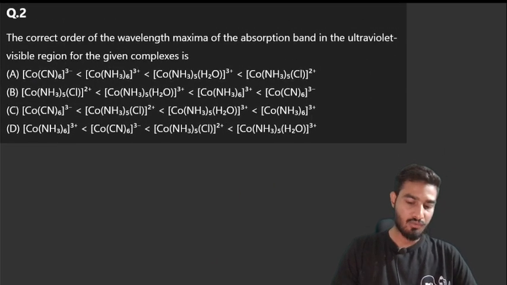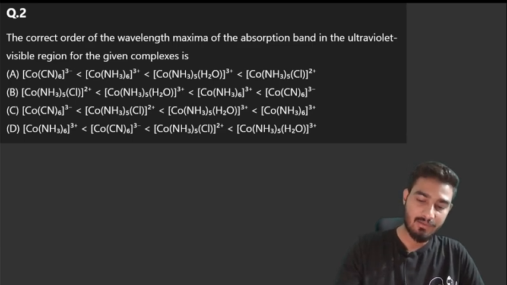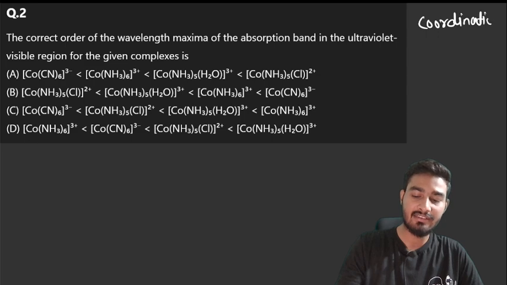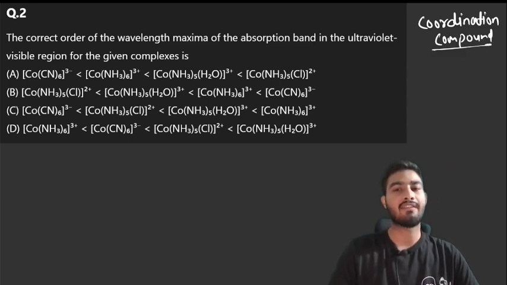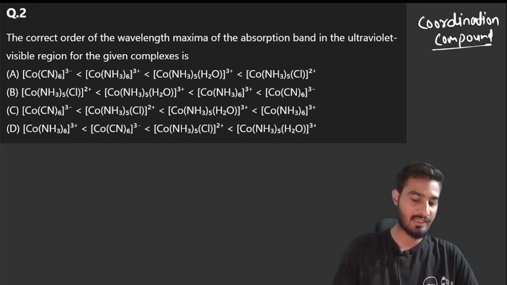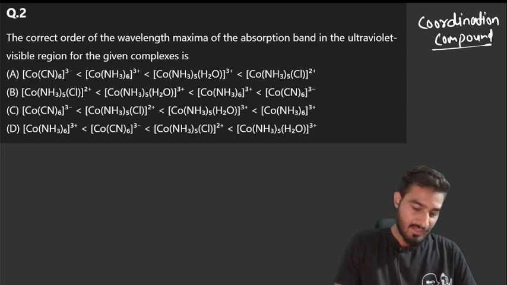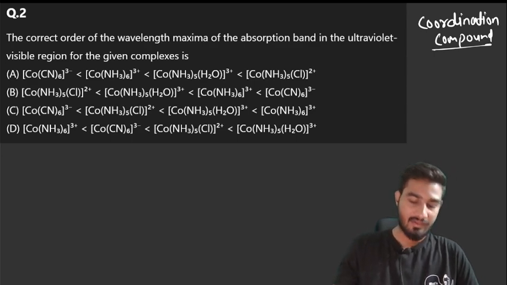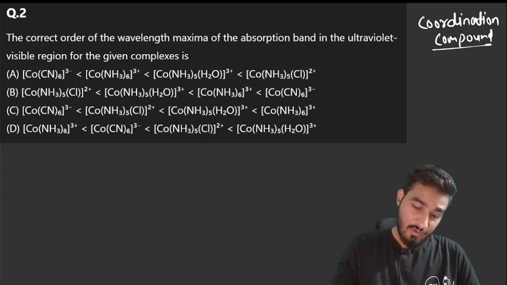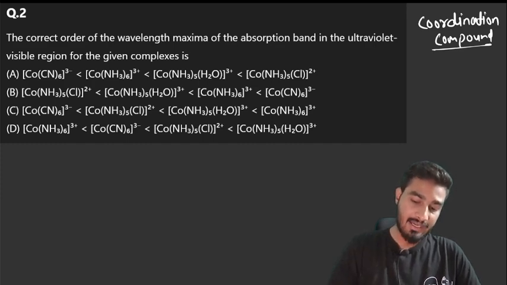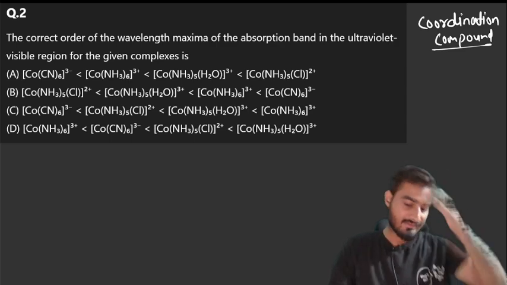Question number 2 is from coordination compounds. It is a very important chapter whenever we teach it in class. As I keep saying, it is very important for both JEE Mains and JEE Advanced. Let's see what is asked. The correct order of wavelength maxima of the absorption band in the ultraviolet-visible region for the given complexes is?